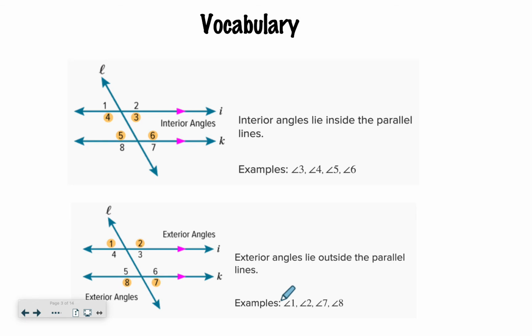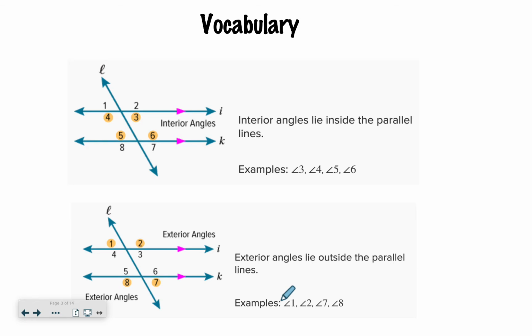Now for our second page of vocab. We are going to talk about something called interior angles. Let's pause for a minute and think about what we know about the word interior. I would say the most common use of interior that you might hear is something like interior designer. An interior designer is someone that designs the inside of a house, okay? So interior means inside, okay?